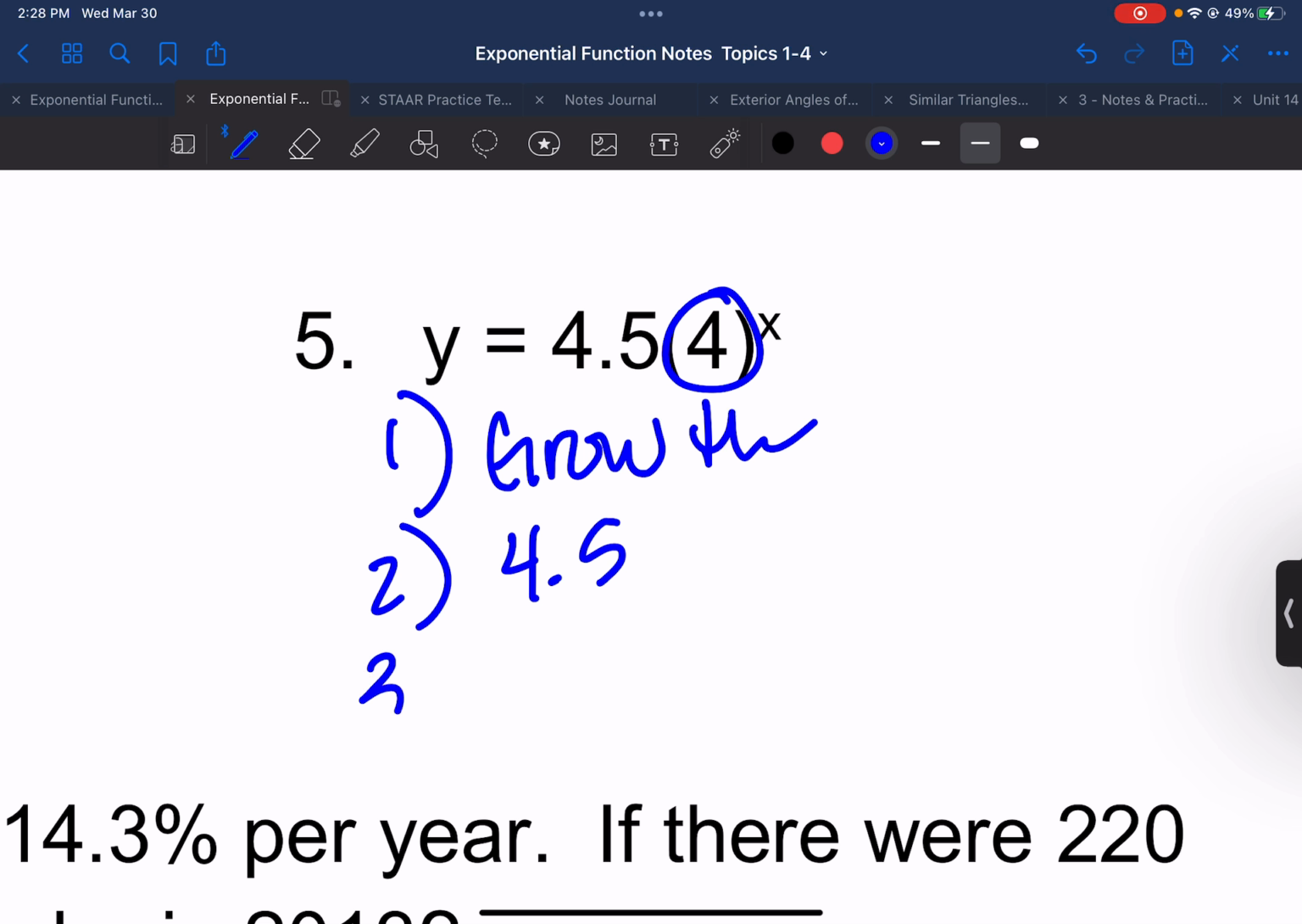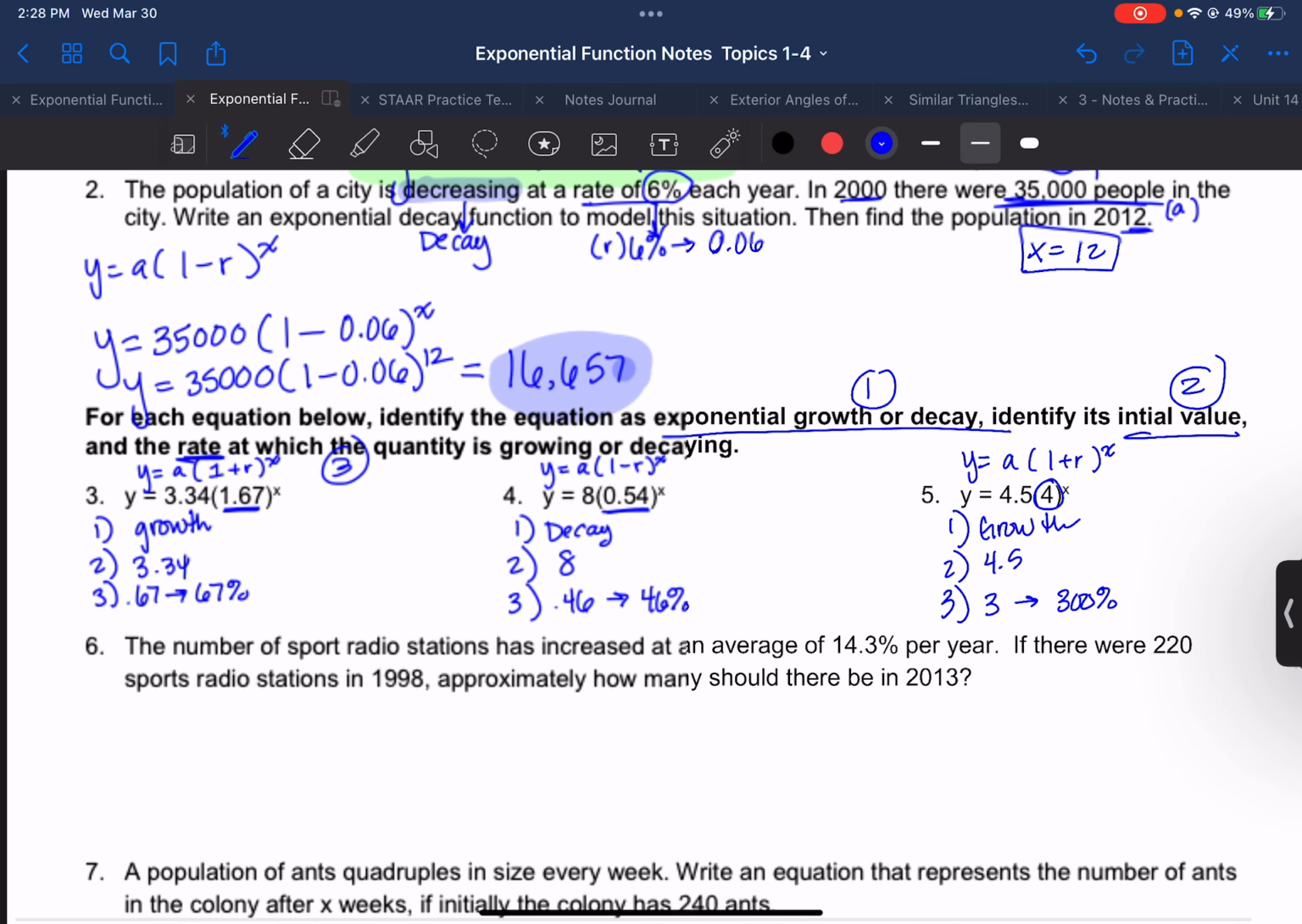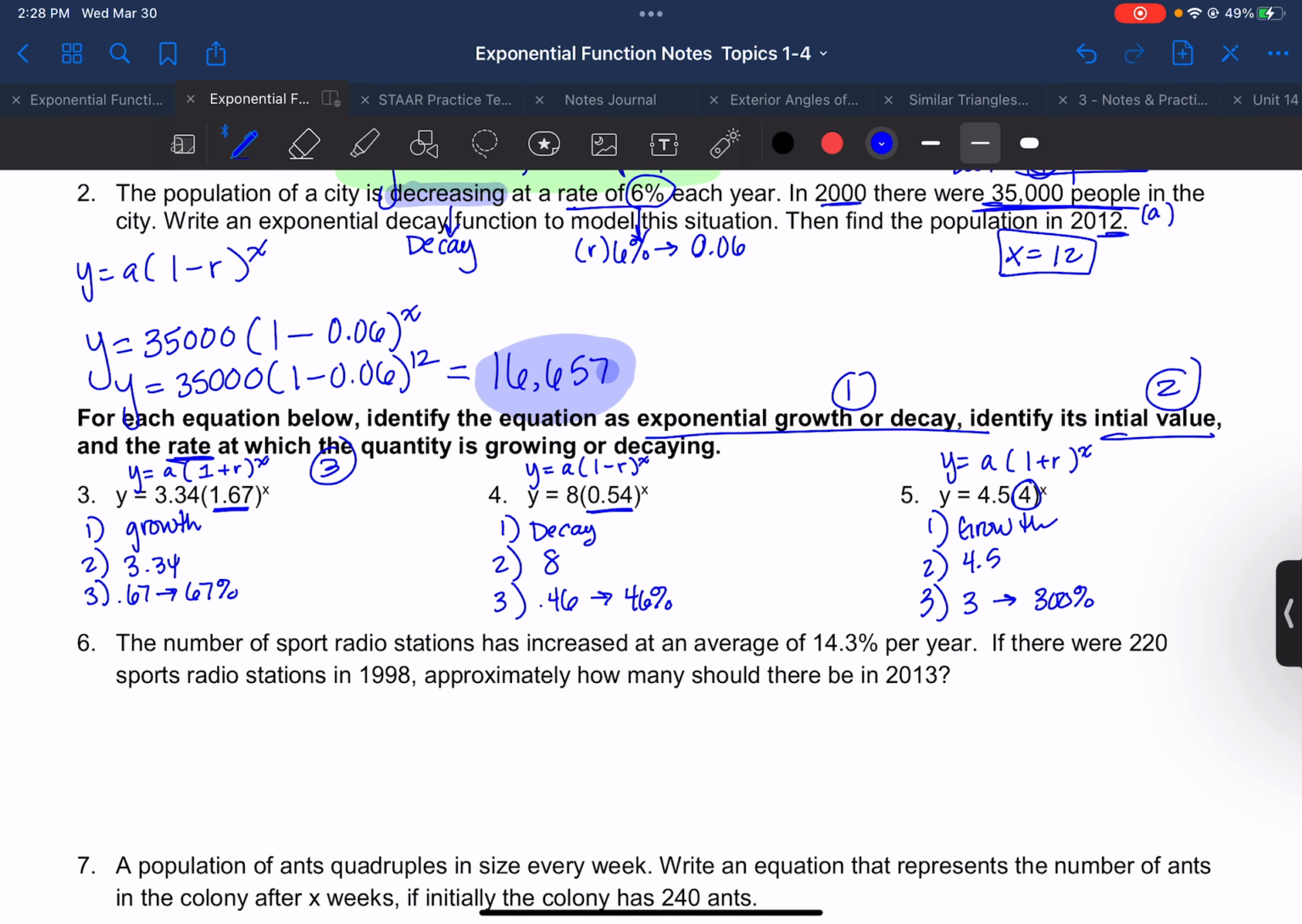And then 3, again, if this is growth, it's y equals a(1 plus r)^x. So you ask yourself, what did you have to add to 1 so that when you add, you get 4? Well, it's 3. But what is 3 as a percentage? It's 300%. It's a lot of growth there, man. All right, so that is how we do questions 3, 4, and 5.